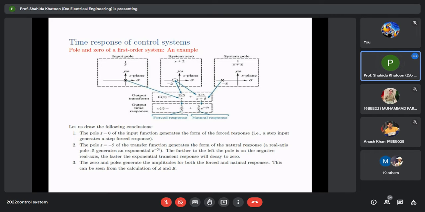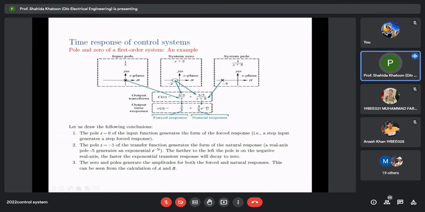If you draw some conclusions, the pole at s equal to 0 of the input function generates the form of the forced response, because this is the forced response 2 by 5. That is, a step input generates a step forced response. And the pole at s equal to minus 5 of the transfer function generates the form of the natural response. That is, a real axis pole at minus 5 generates an exponential of e to the power minus 5t, this term.